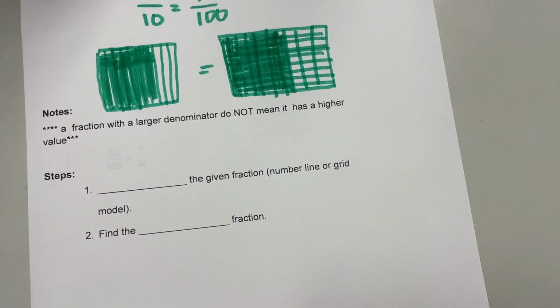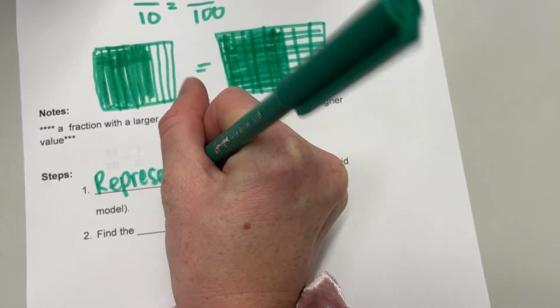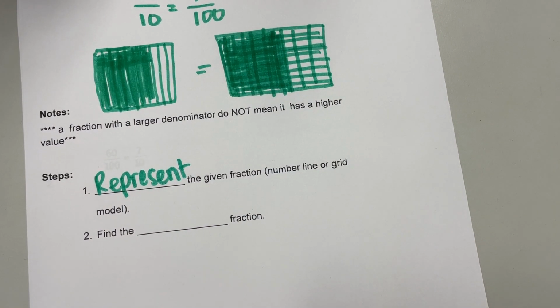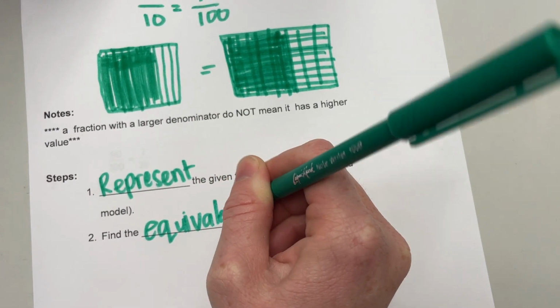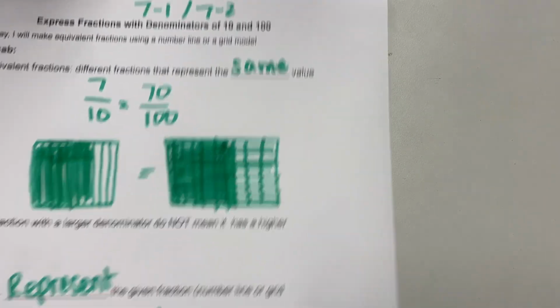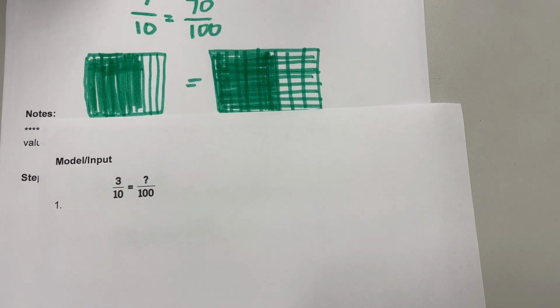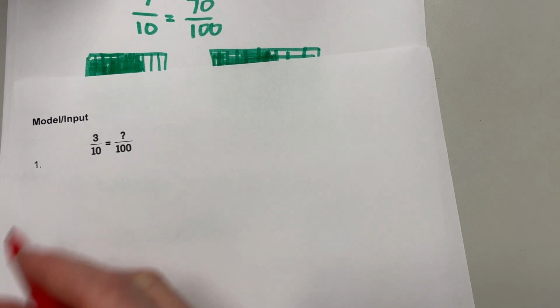Okay, our first step is represent the given fraction on a number line or a model grid, and then find the equivalent fraction. Okay, I have a model problem that you're going to pause. You're just going to watch. This one is 3/10 is equal to how many hundredths? So I'm going to first represent it on a number line.